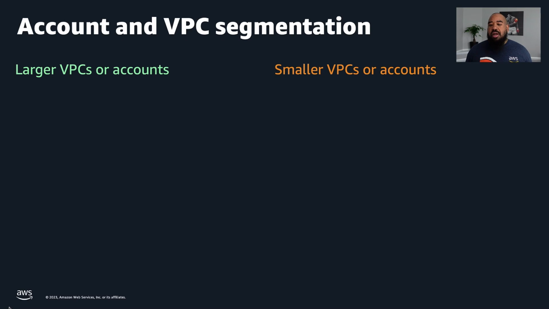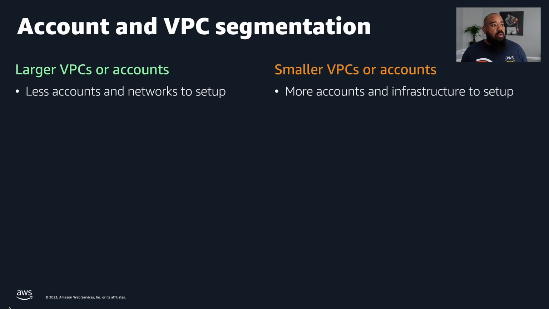So let's take a moment to talk about how that conversation goes. That conversation is really about, should I have larger VPCs and larger accounts? Or should I have smaller VPCs with smaller accounts? And let's take a look at this. With the larger VPCs and larger accounts, you will have fewer accounts to manage as well as fewer networks to set up. But with the smaller VPCs and the smaller accounts, you'll have more accounts to manage as well as more infrastructure to set up and maintain. So if you have multiple accounts, you may have a VPC in each of those accounts.